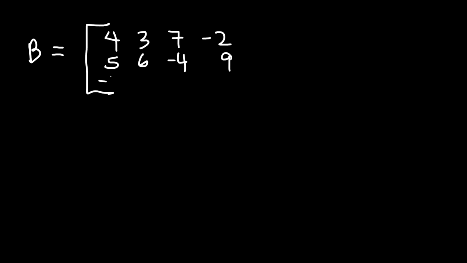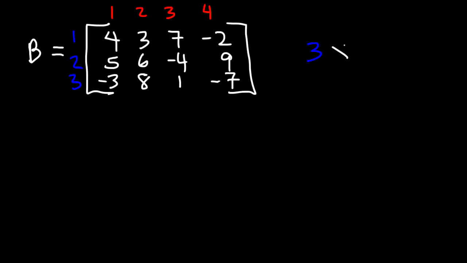Let's consider another matrix. So let's say if we have matrix B, and it has the numbers 4, 3, 7, -2, 5, 6, -4, 9, -3, 8, 1, and -7. What is the order of the matrix? So let's start with the rows. This is row 1, row 2, row 3. And then the columns. Column 1, 2, 3, 4. So the order of matrix B, it's a 3 by 4 matrix. It has 3 rows and 4 columns.